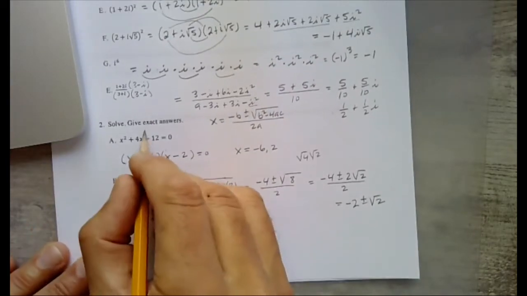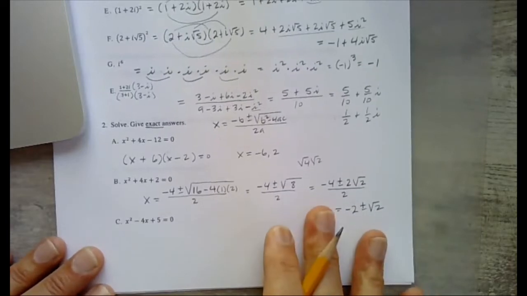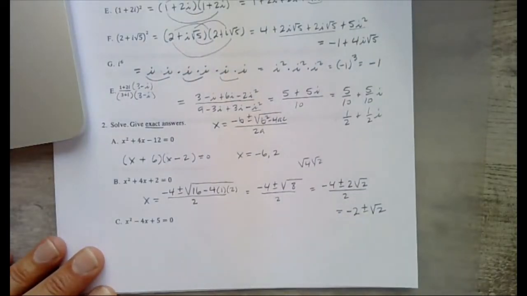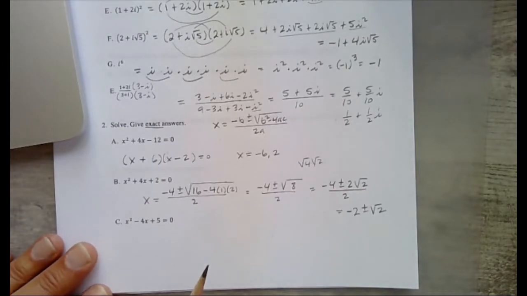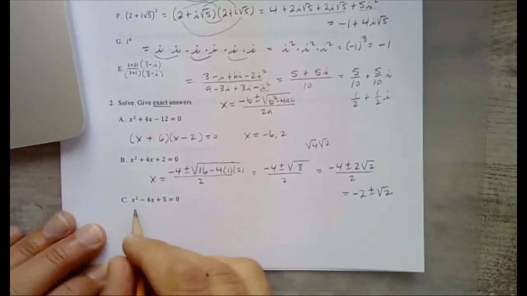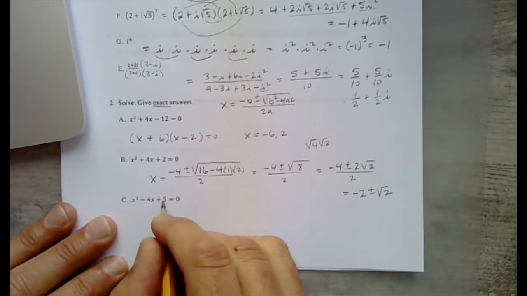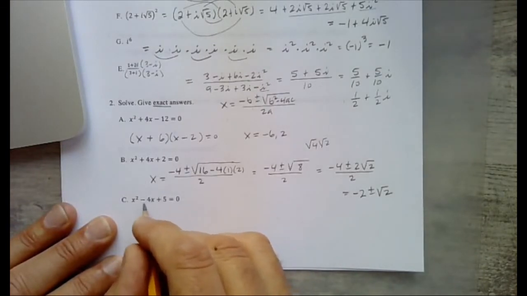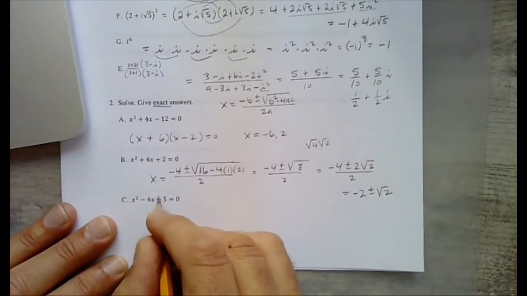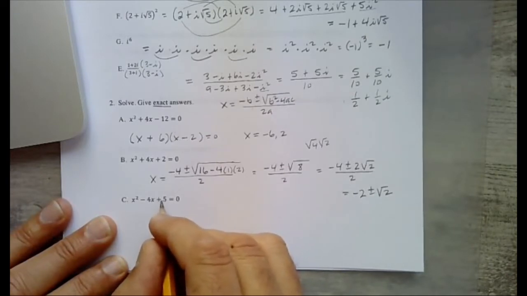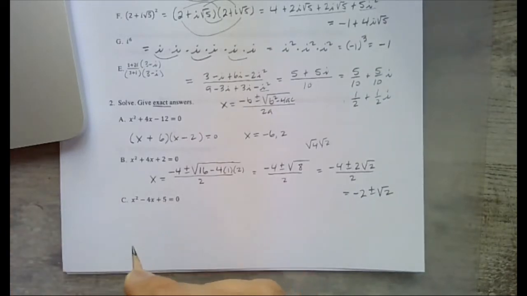Okay, and this here where it says give exact answers, that means give your answer like this. Give it as a radical. Don't try to write it as a decimal. And then if we do the same thing on this one, there are no factors of 5 that are going to add up to negative 4 because the two signs have to be the same. I can get 5 and 1, but they have to both be positive or both negative.